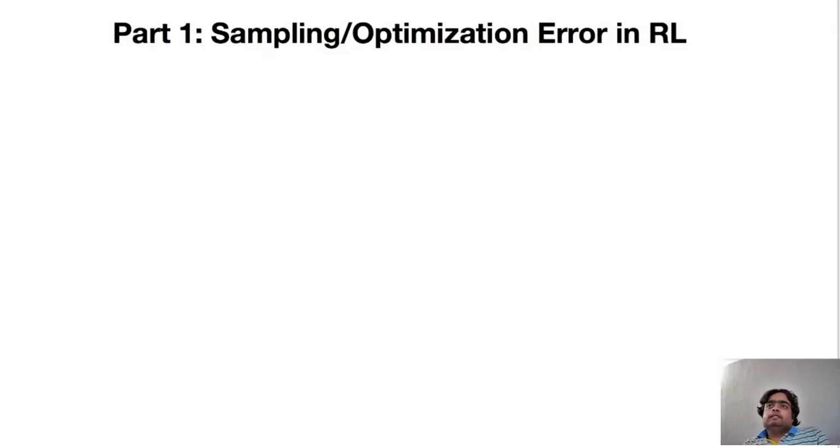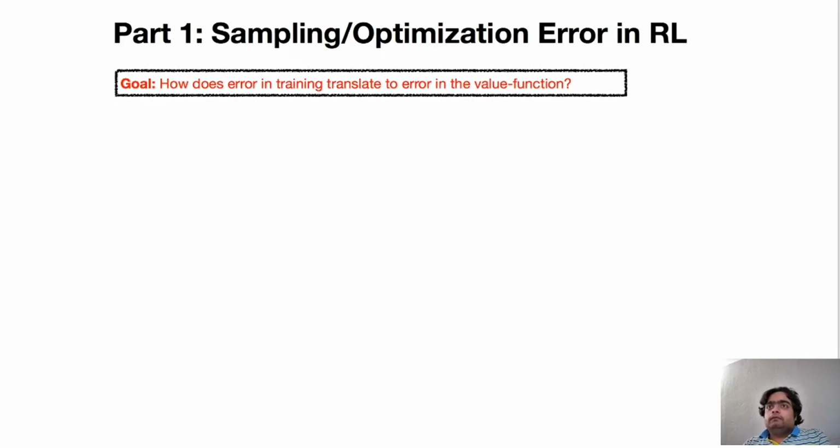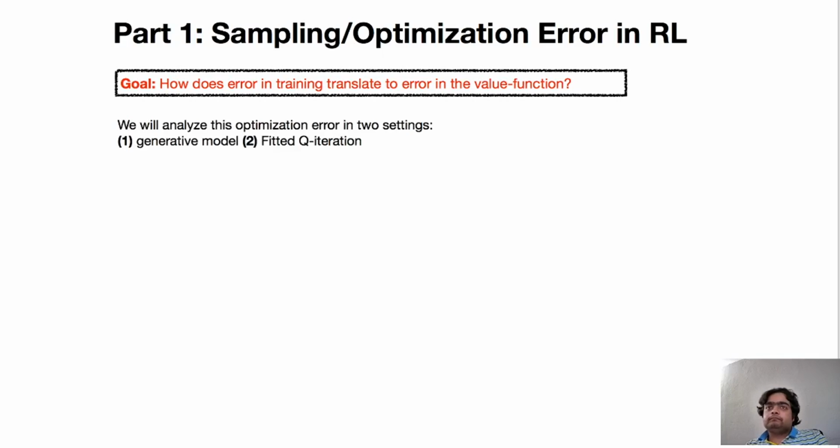Okay, so in this module, we'll talk about sampling or optimization error in RL. So our goal here is to answer questions of the form you see here, which is how does the error in training translate to error in, let's say, the value function or the Q function that you end up learning.